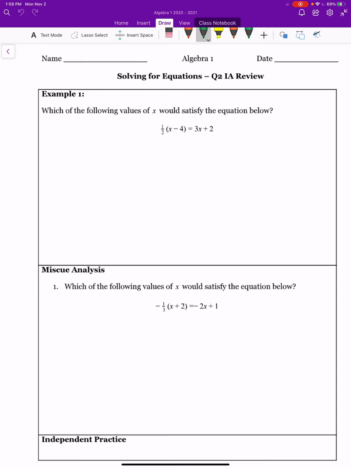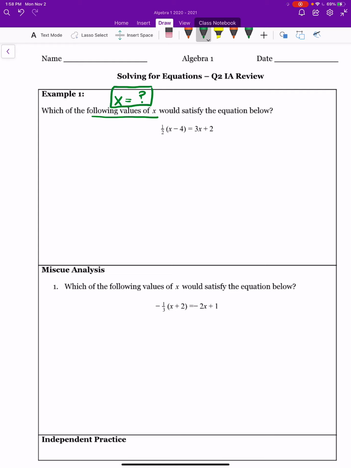Okay, let's begin. Example 1: which of the following values of x would satisfy the equation below? 1/2 x times the quantity of x minus 4 equals 3x plus 2. So the key thing here is because I'm looking at values of x, I know my answer is going to be represented as x equals some value. And it's very important that we state that the x value equal to a number.